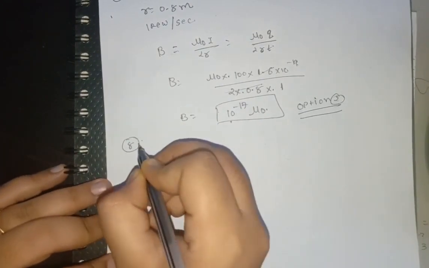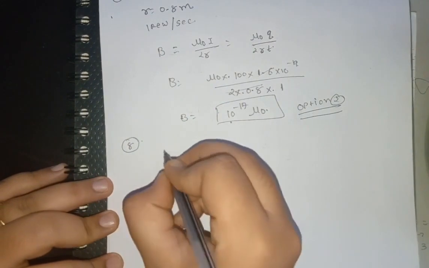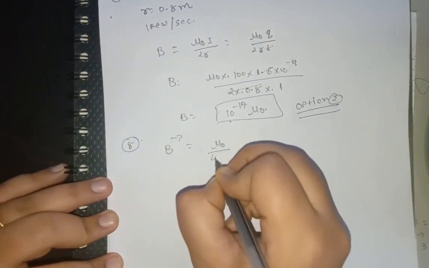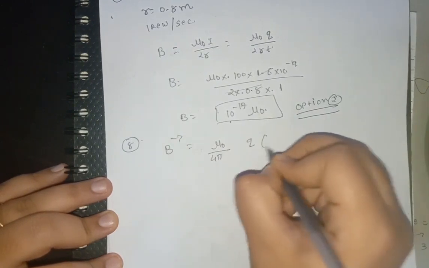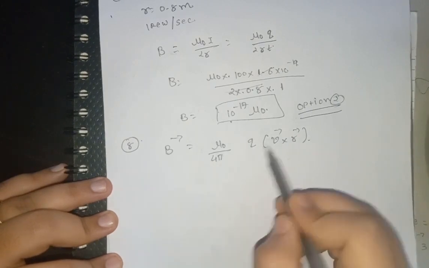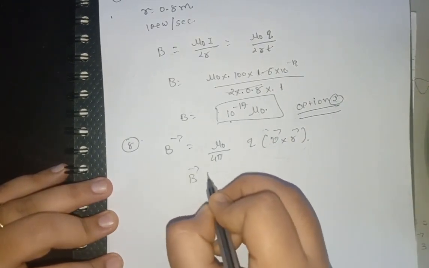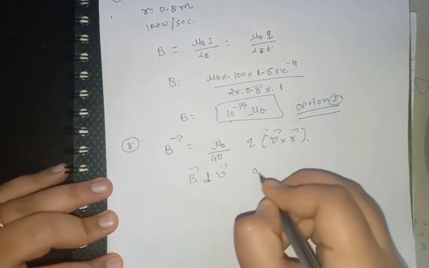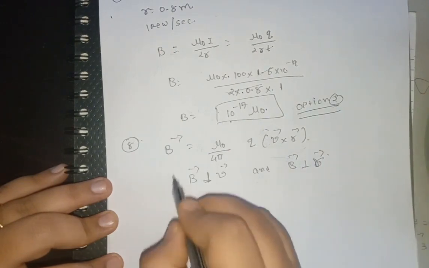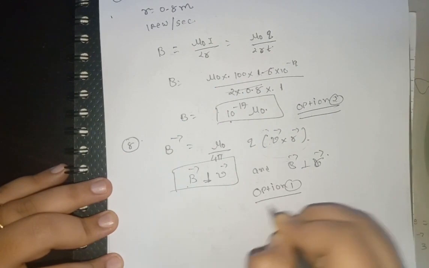In question number 8, for Biot-Savart law, we want to find the relation between B and V. Biot-Savart law is given by B equals mu naught upon 4 pi Q into V cross R, so B is directly proportional to V cross R. B is perpendicular to both V and R. So the appropriate option is option 1.